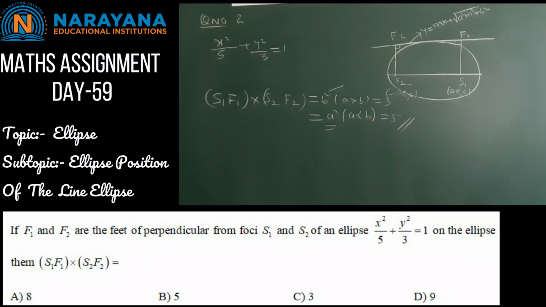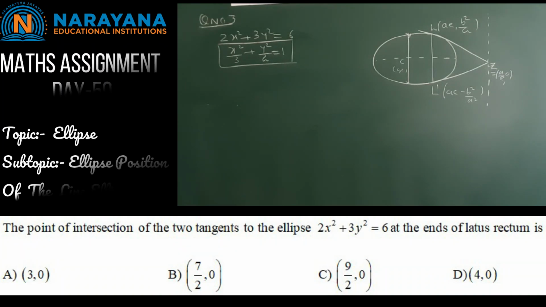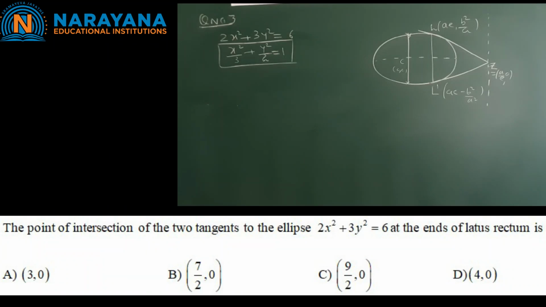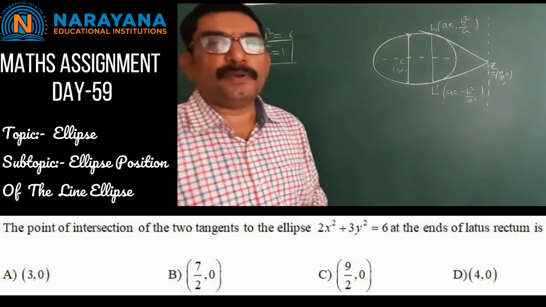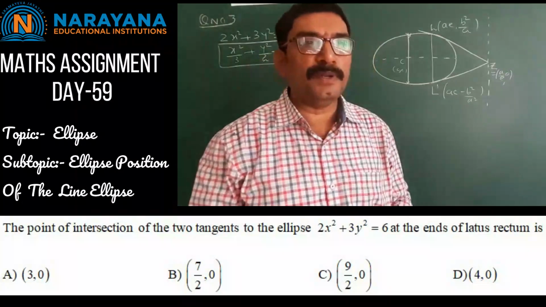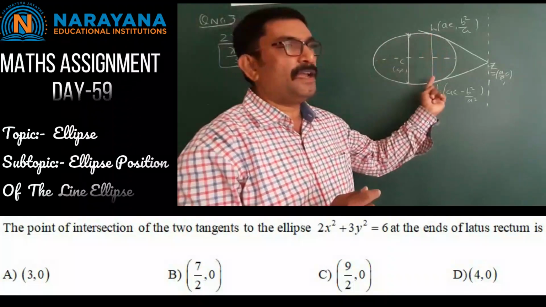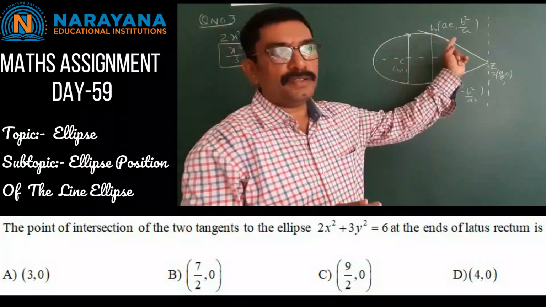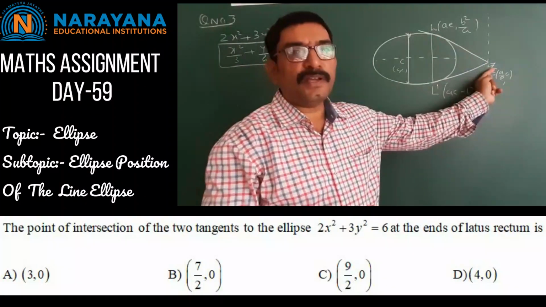That's the answer. In question number 2, we have to find the point of intersection of two tangents drawn to the ellipse x square by 3 plus y square by 2 at the ends of the latus rectum. It's a conceptual problem. It may be a parabola, an ellipse, or a hyperbola. The tangents drawn at the ends of the latus rectum always intersect on a directrix, at the foot of the directrix.